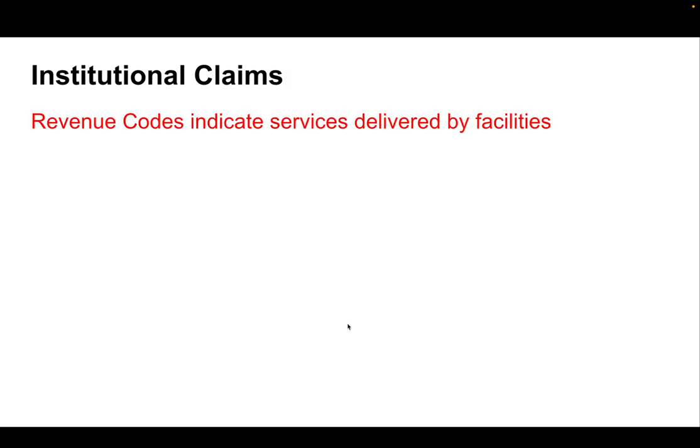So now let's take a look at institutional claims. The good news around institutional claims is they're way easier. Basically, revenue center codes, or revenue codes, indicate services delivered by the facility. Basically, they tell the full story. We're going to look for revenue codes between 0450 and 0459 and also 0981. These indicate the patient was in the emergency department.